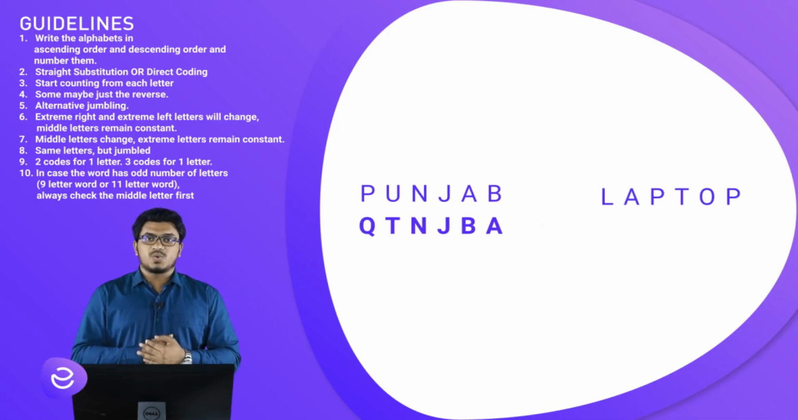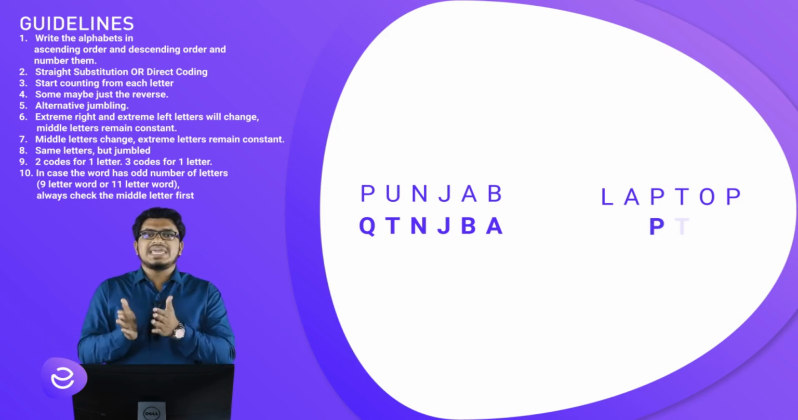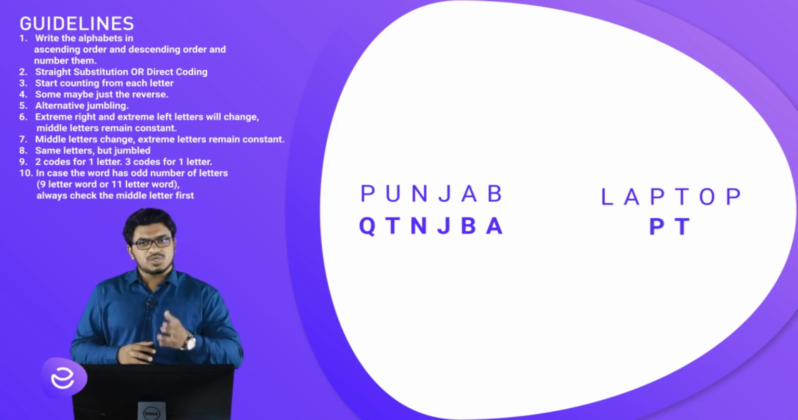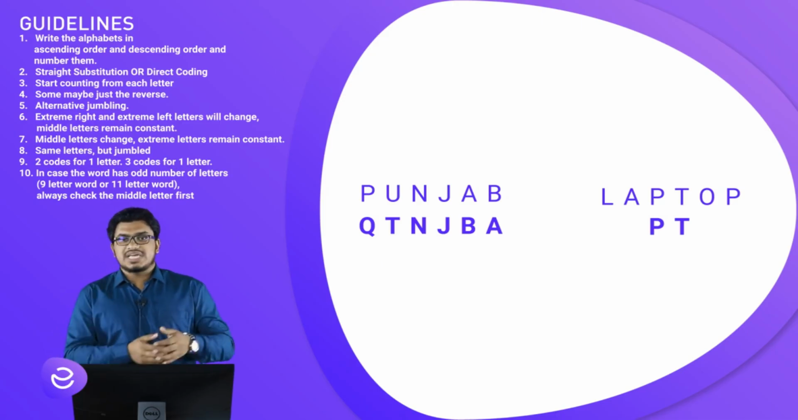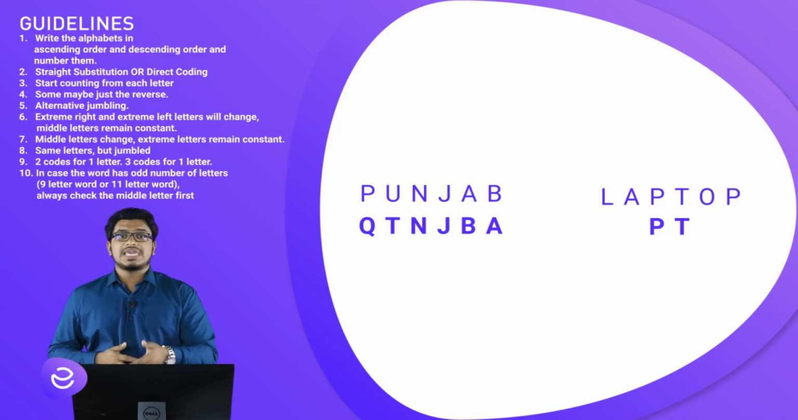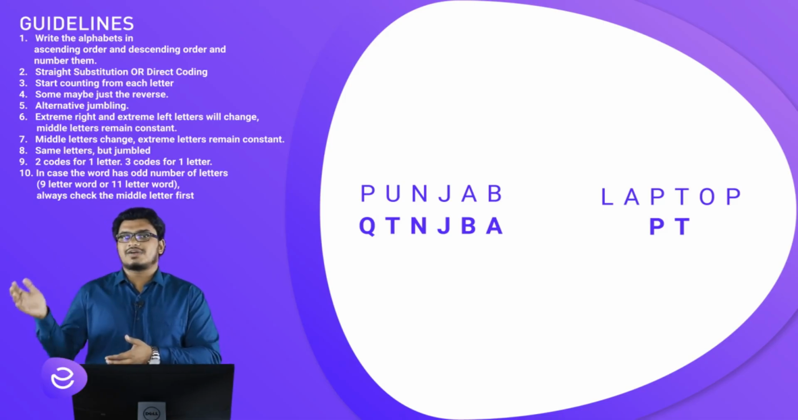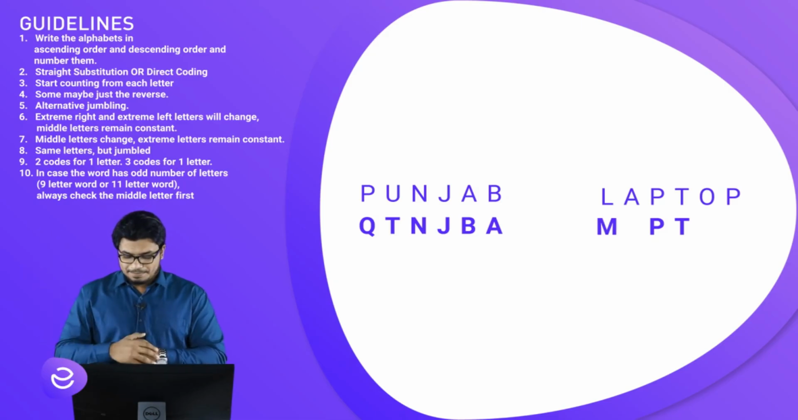Here you can see that the letters N and J have both remained constant. So in the case of the other word, laptop, P and T remain constant. You can write it as PT. There is a different code for the other four letters. You can see that P became Q. So it is the next letter. You can directly write the next letter of L: L becomes M.